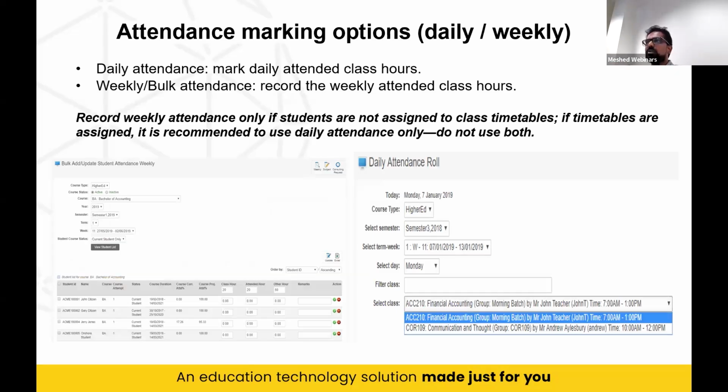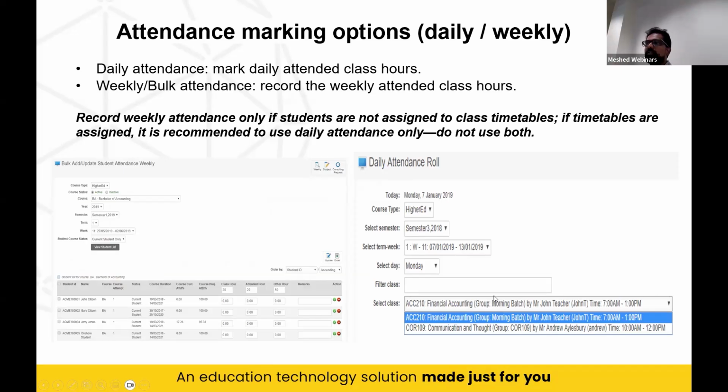Okay. So now coming to the attendance marking options we currently have in the system. Depending on the class timetables you create, for example, a Monday class from 8 a.m. to 10 a.m., or 7 a.m. to 1 p.m., there's a class. So you can mark the attendance for the specific class, day and time.